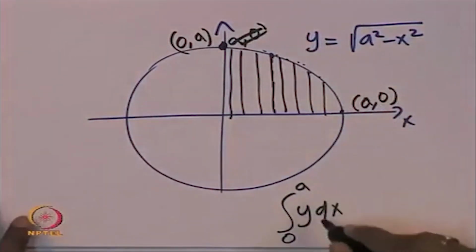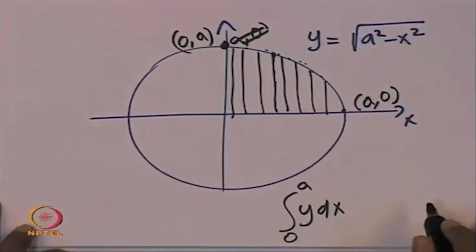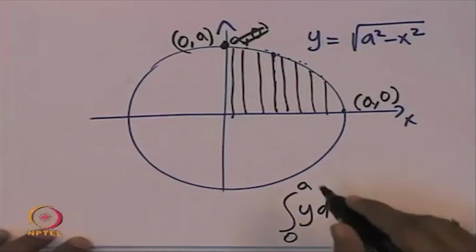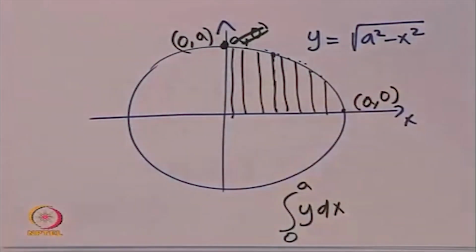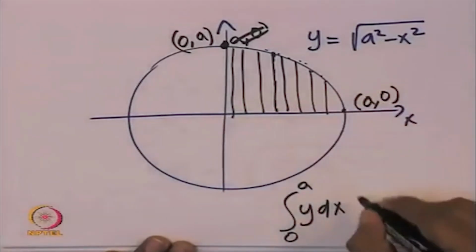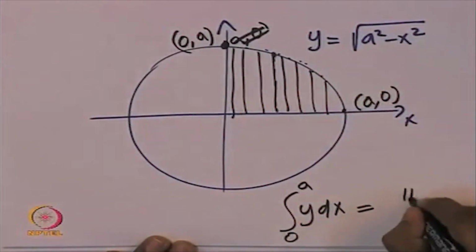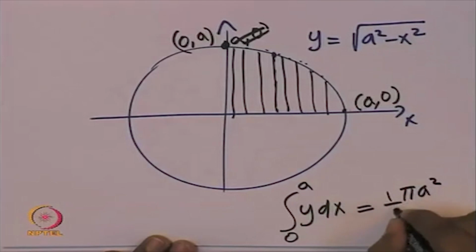So, the integral from 0 to a of y dx. If you can calculate this, it has to be the area under this, according to what we said, and it has to be pi a square by 4.